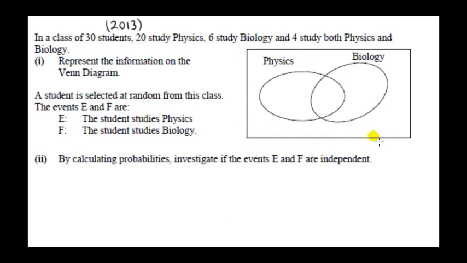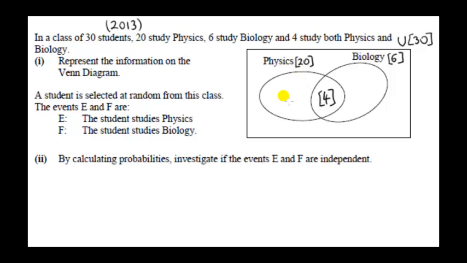Okay, the universal set here is a class of 30 students. We have 20 elements in this set here, 6 elements in the set for biology students. We're given that 4 study both physics and biology, so in the intersection we have 4 elements. So we usually look for the intersection first and then we work out from that.